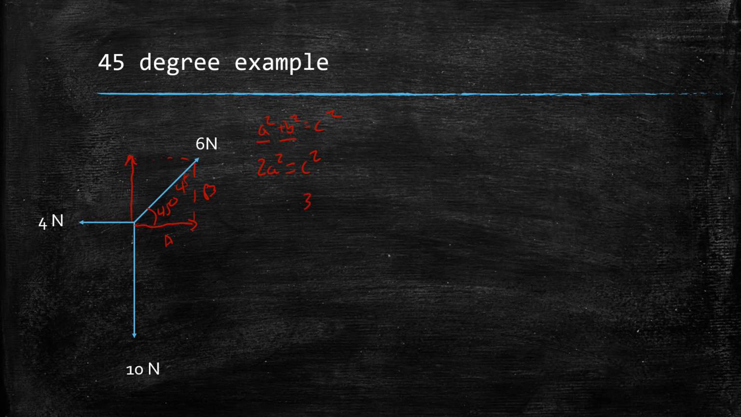And since A and B are the same, we know that 2A squared equals C squared. C is 6, so C squared, 6 squared, is going to be 36. It's going to be 2A squared. So A is going to be the square root of 18, which is 4.2 newtons. Okay. So what does that mean if I redraw this? Well, that means that I have a 4 Newton force this way. I have a 4.2 Newton force this way. I also have a 4.2 Newton force that way, and I have a 10 Newton force straight down. Okay. That's the new representation of what we started with.